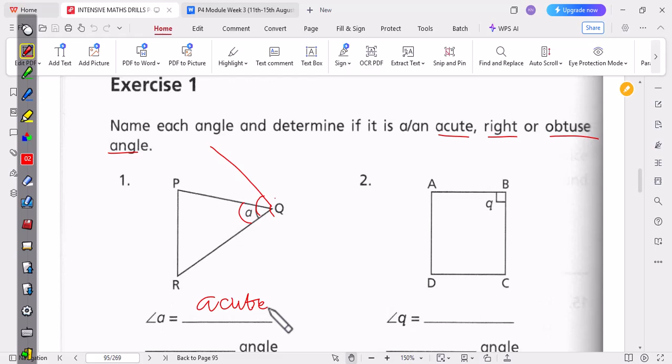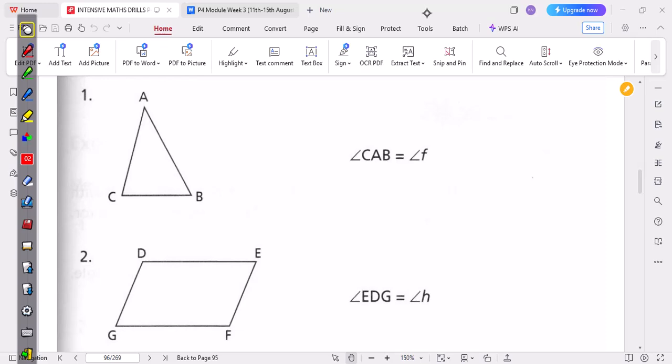So here is the way to predict which one is acute, right, or obtuse angle. For the next, how to name the angle, just what we have just learned. For example, this is the angle CAB, and they make it as angle F. Actually, for this angle CAB, the point is on A, so it must be here. So we can just change the name of the angle to become F. This is the way to name the angle.